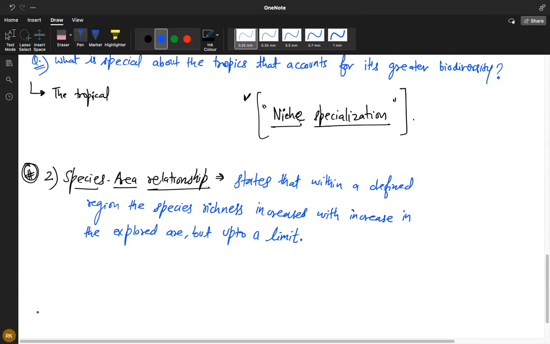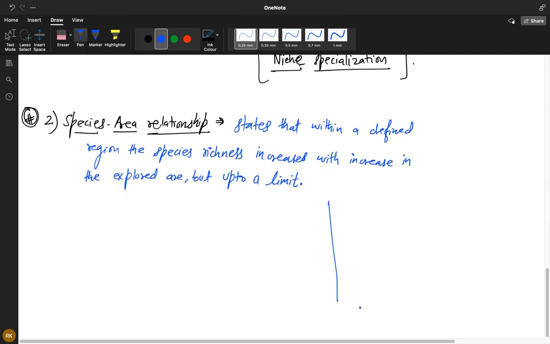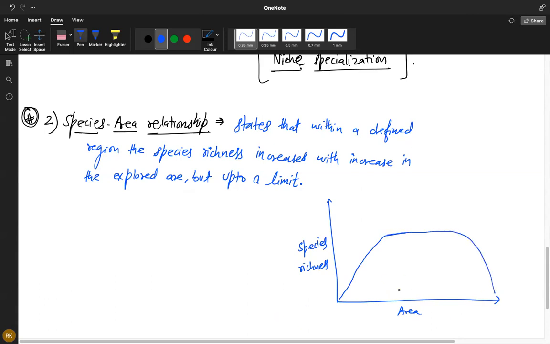Okay. So if I represent it in a graph where this is the species richness and the x-axis is the area, you'll see that it first increases as you increase the area, then it becomes stable. This kind of graph is known as a rectangular hyperbola.